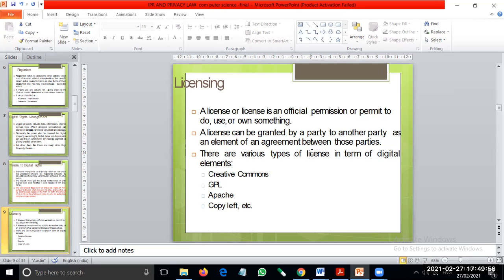A license can be granted by a party to another party. Person to person can give it. Party to party we can give it. So it is an agreement between those parties. There are various types of license in terms of digital elements like Creative Commons, GPL, Apache, Copyleft. These are some of the digital elements companies that are giving license.